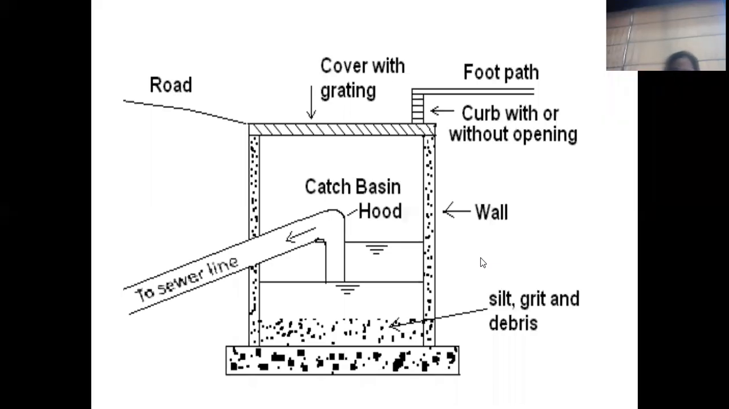That is overcoming the problems arising with inlets. Okay, so this inlet, this figure, I have shown on the board and you have drawn. This is the cover with grating through which road water can be allowed to enter into this chamber, and this is the footpath. If the grating is constructed vertically, it can be called a curb inlet with or without opening. And if the grating is horizontal, we can say it is a gutter inlet.